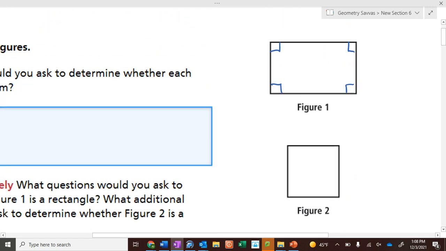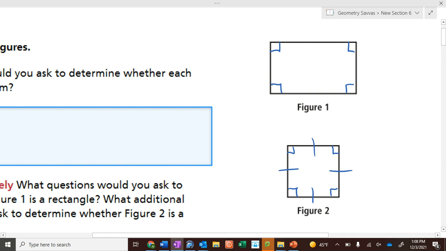If it has four right angles, it's a rectangle. If it has both four equal sides and four right angles, it's a square. So a square is a rhombus, and a square is a rectangle.